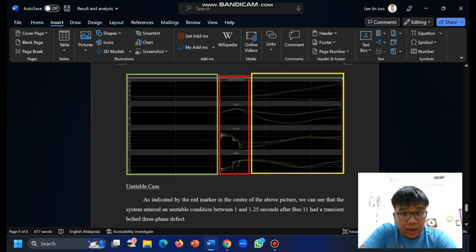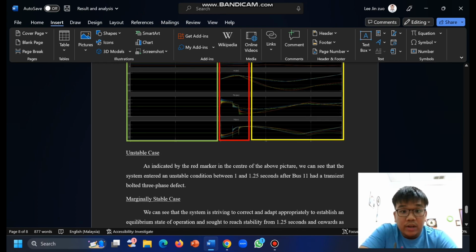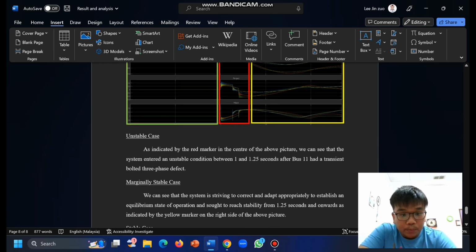And here is the graph obtained from the simulation. For the unstable case, indicated by the red mark at the center of this graph, the system enters an unstable condition between 1 and 1.25 seconds after bus 11 had a transient 3-phase fault. The marginally stable case is indicated by the yellow color, where we can see the system is striving to correct and adapt appropriately to establish an equilibrium state of operation, reaching stability from 1.2 seconds onwards as indicated by the yellow marker.